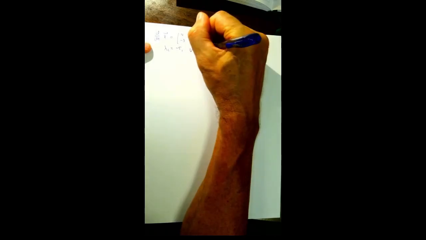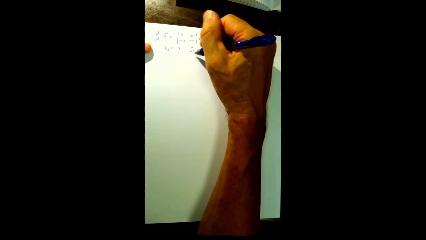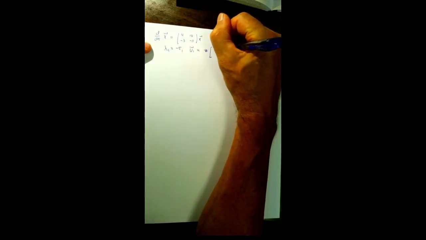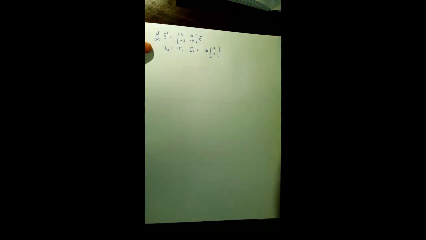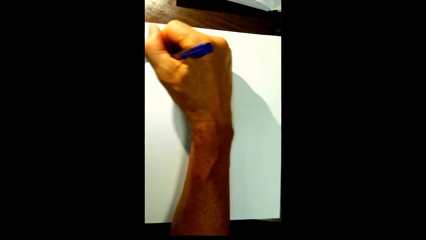We have lambda 1 is minus 5, so my eigenvalue of minus 5 has an associated eigenvector, v1, of any number times minus 2, 1. Now for lambda 2 is minus 2.